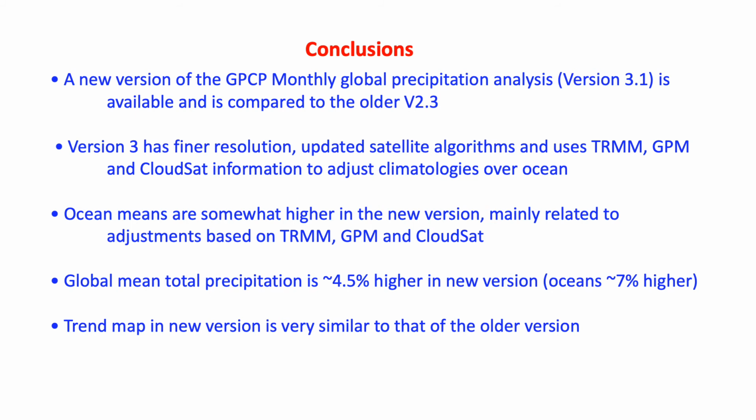So in conclusion, a new version of the GPCP Monthly Global Precipitation Analysis is now available from the Goddard disk. Version 3 has finer resolution, updated satellite algorithms, and uses TRMM, GPM, and CloudSat to adjust climatology. The ocean means are somewhat higher in the new version, mainly related to adjustments based on those satellites. The global mean total precipitation is now about 4.5% higher in this new version, with the oceans being about 7% higher. The trend map in the new version is very similar to that of the older version.